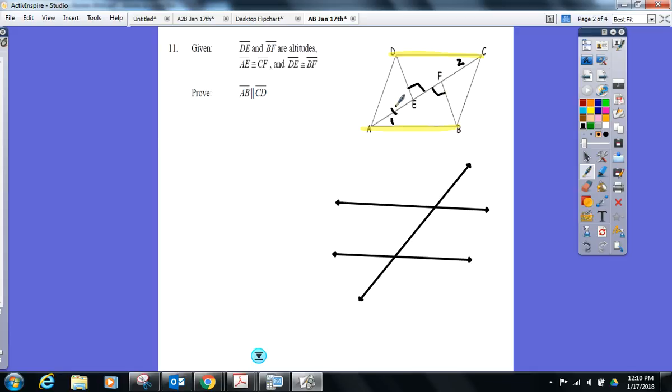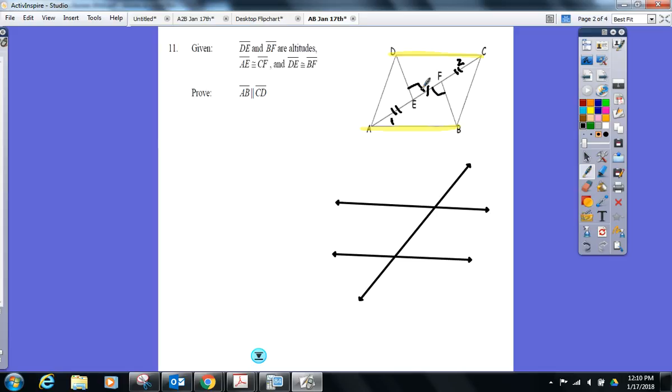AE is congruent to CF. Now, are those full sides in the triangles I'm trying to prove congruent? Take a look, a little help here. Are these two full sides in the triangles I'm trying to prove congruent? No, but how do I make them full sides? Add what to each of them?